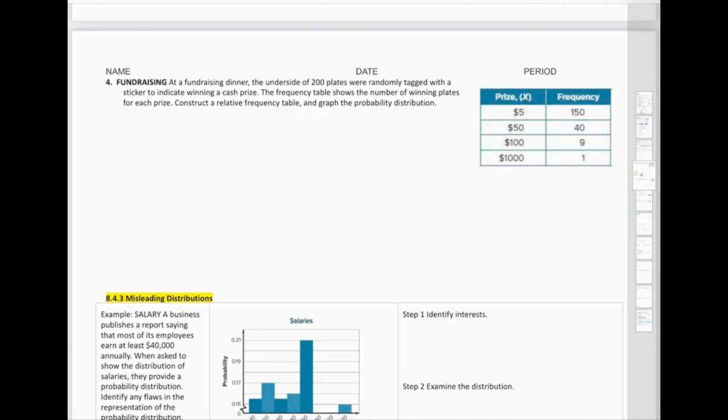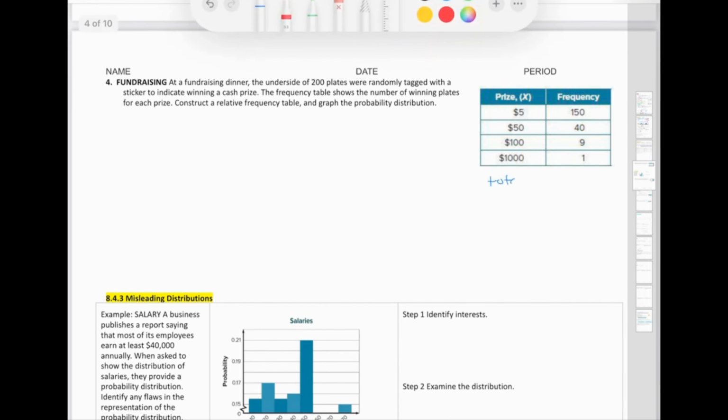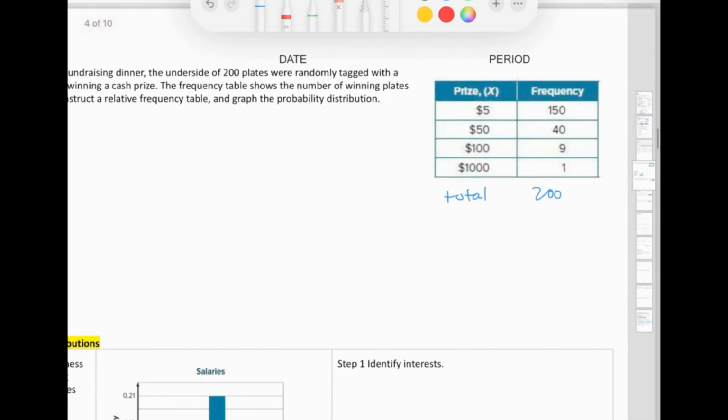Alright, for a relative frequency, all we have to do is get the total. If I count all those up, there is 200. So essentially what you have over here is 150 divided by 200, and this will give us 0.75. 40 divided by 200 will give us 0.20. 9 divided by 200 will give us 0.045, and 1 divided by 200 is going to give us 0.005. So if you add all this up, you will get 1.00.